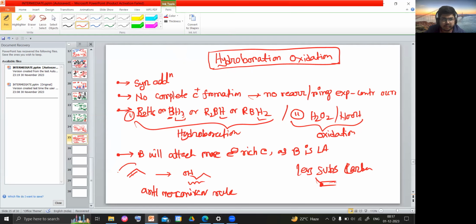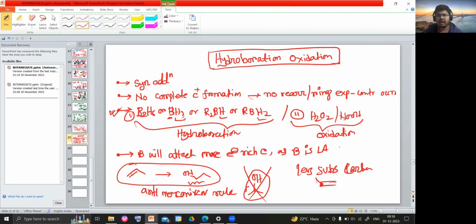What happens in this reaction? One alkene is given, and if we treat it with these reagents, we would be getting OH at the more substituted carbon. This is called the Markovnikov rule. That would be the Markovnikov product, but here the anti-Markovnikov rule is applied. We will see how and why it is anti-Markovnikov. The anti-Markovnikov rule says the OH group will attach to the less substituted carbon.